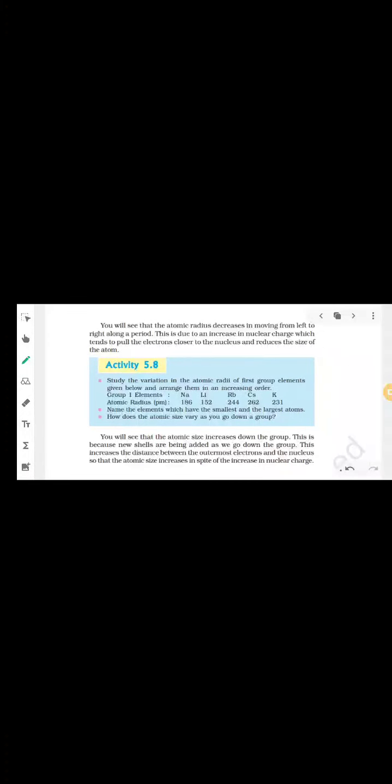Okay, so when you go down the group, new shells are added and hence the atomic size will increase. Okay, so this is what they are telling. Atomic size increases down the group because why? New shells are being added. Okay, and this increases the distance between the outermost electrons and the nucleus. The distance increases, hence atomic size also increases.